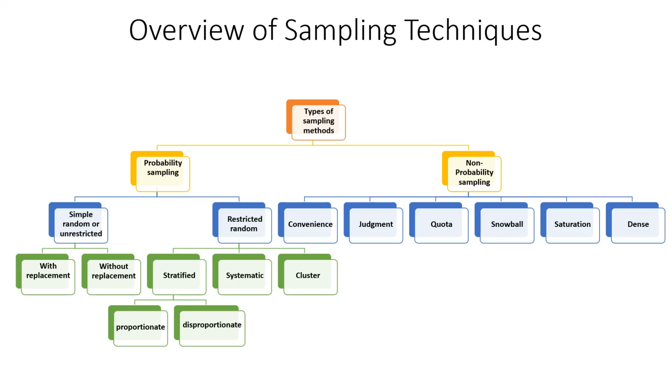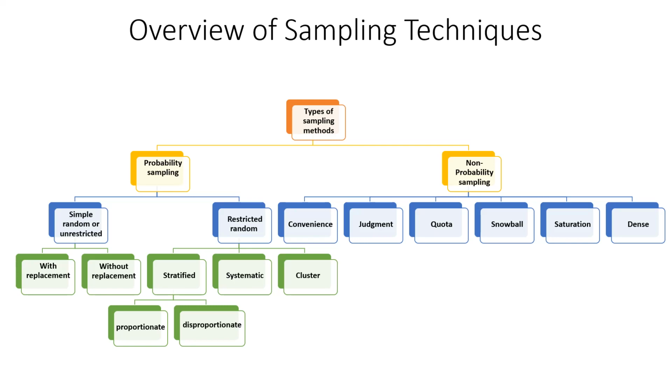a schematic representation of the types of sampling techniques or types of sampling methods. As you can see in this pictorial representation, broadly the sampling methods or procedures can be classified into two groups. One is probability sampling and another is non-probability sampling. What is probability sampling? I will tell you just after this slide.